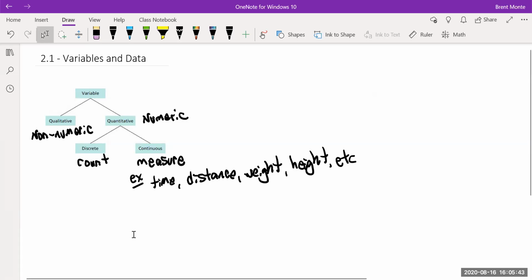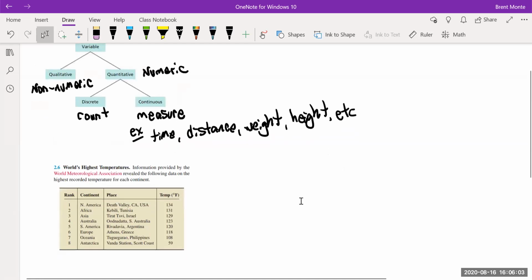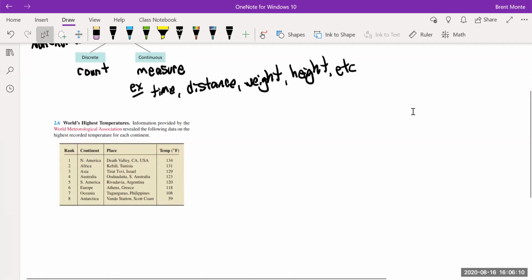So we're going to go through that. Let me show you a picture. I'm going to grab a picture out of my file, and we will just paste that in real quickly. Okay, so here's a problem out of the book. It's problem 2.6, as you can see. World's highest temperatures. Information provided by the World Meteorological Association revealed the following data on the highest recorded temperature for each continent. They rank the continents, say what the continent is, what place it was, in other words the location, and then what the highest temperature was in Fahrenheit.